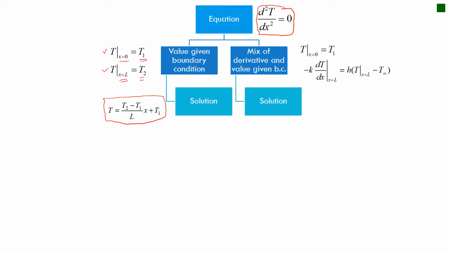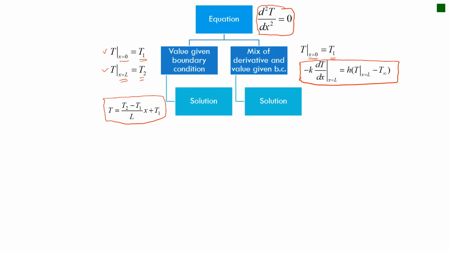So the point here is, even though we're going to use the same boundary condition of T at x equal to 0 is T1, we are going to use a different boundary condition on the other end. And because of this different boundary condition, we will of course get a different solution. Okay, so let's try the solution process.